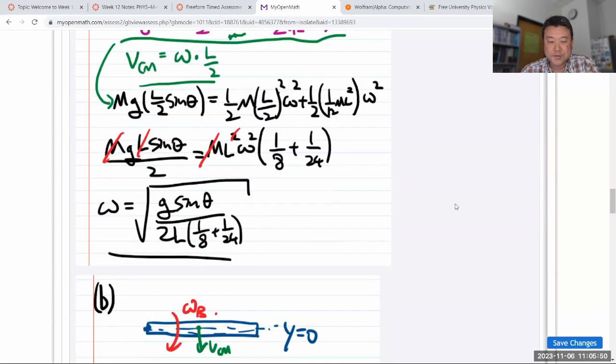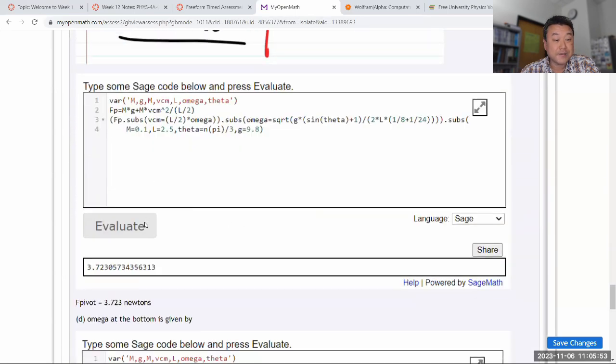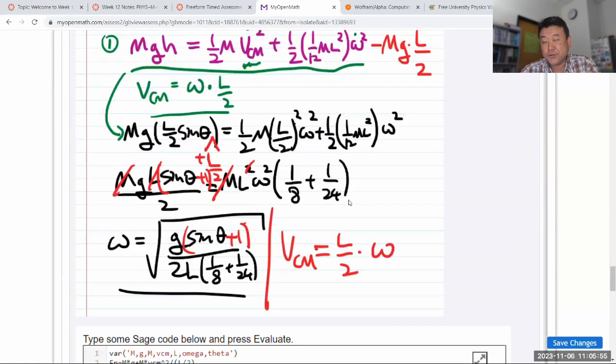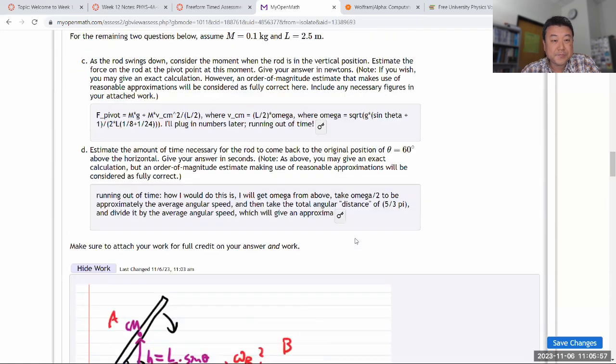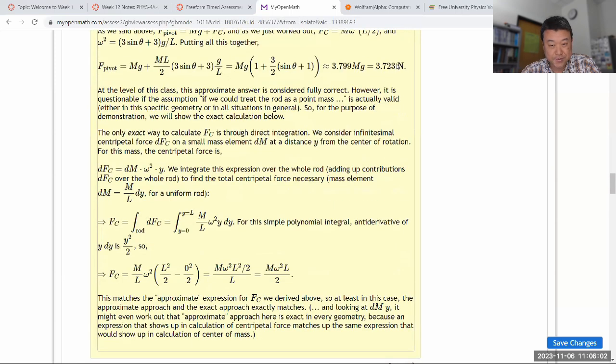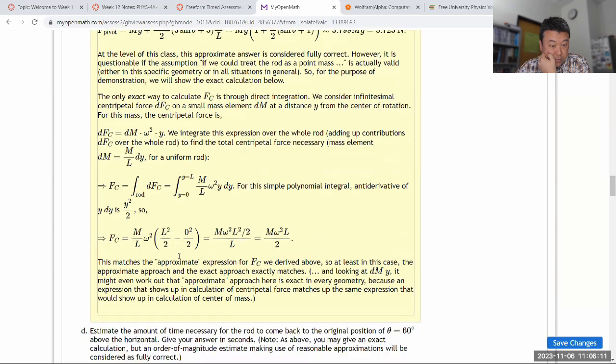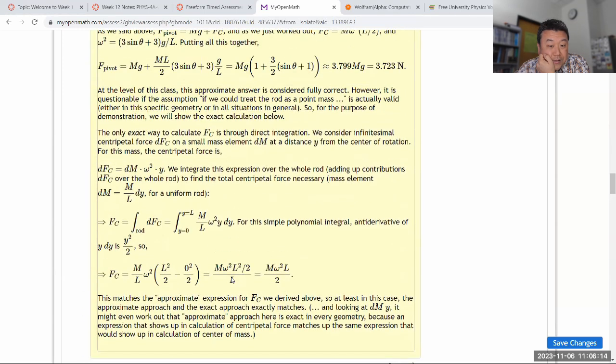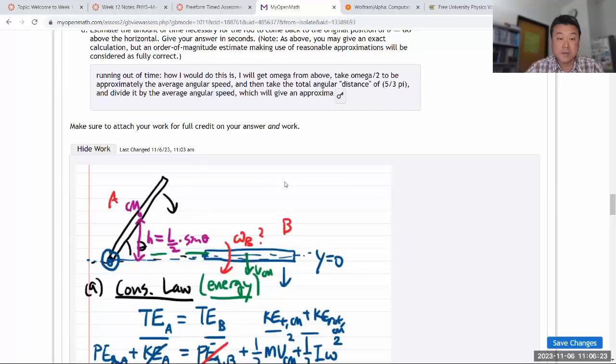So within my attached work, what I worked out was it was going to be 3.723 newtons. And in fact, the way I approximately did it is how I would expect people to do it. Now, to do it exactly, you have to... Oh, wait. Yeah, here actually the exact answer matches the approximate answer, but it's pure accident. I don't think they're in general expected to match up.